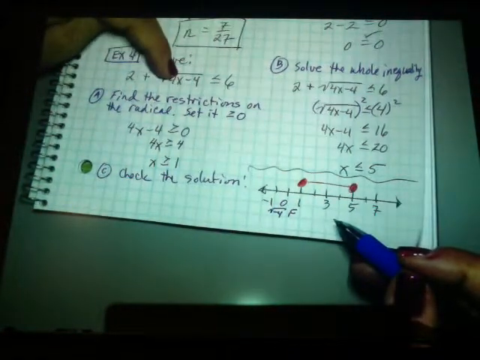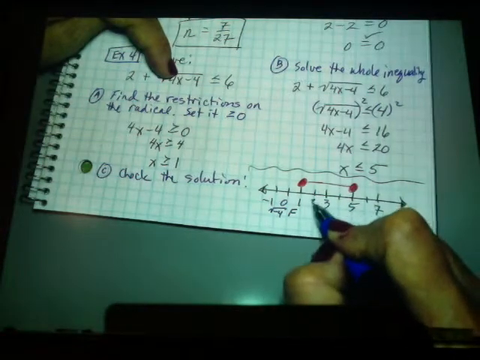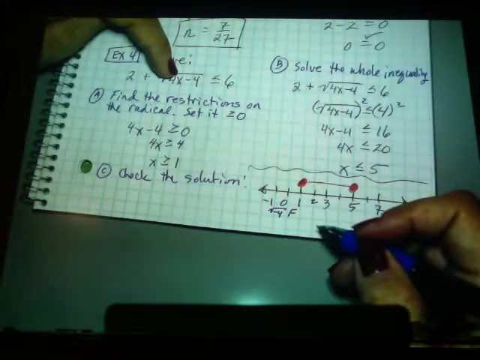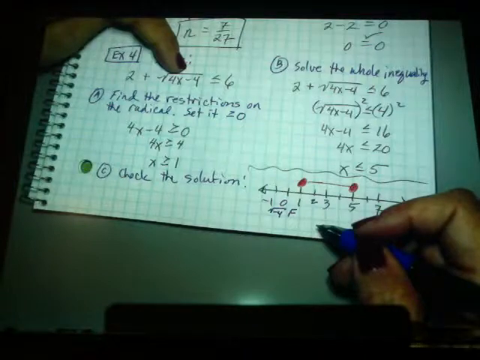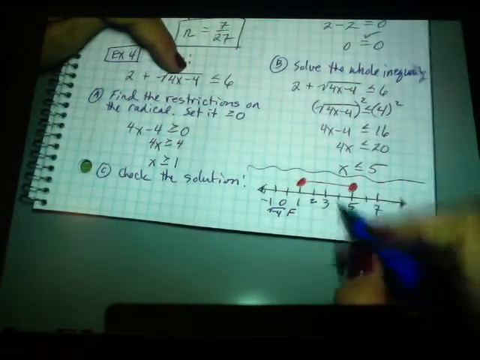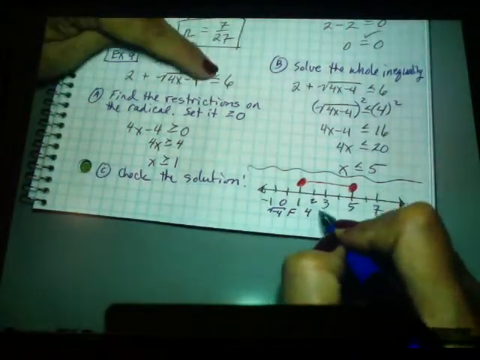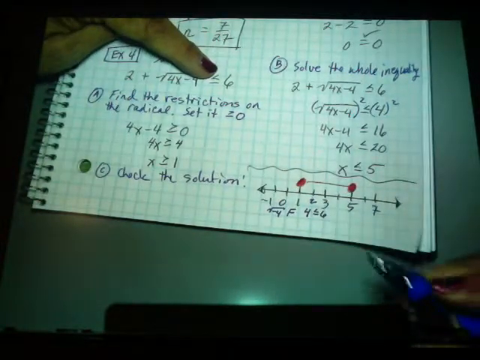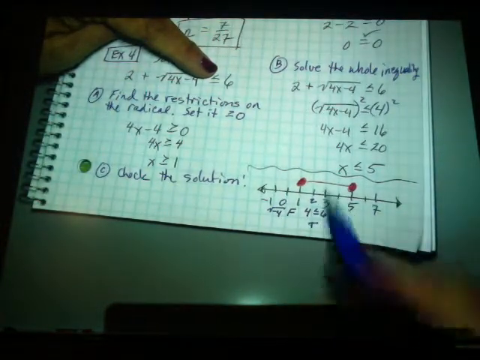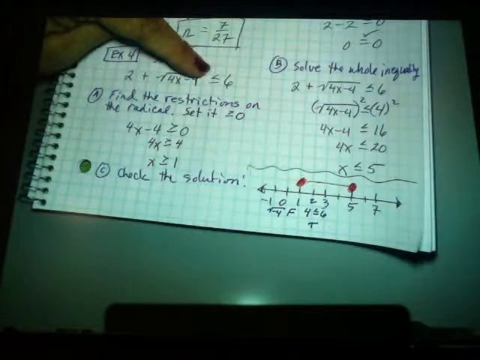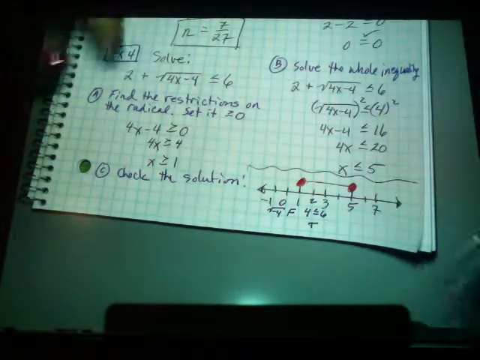So if we check 2, what's 2 times 4? 8. What's 8 minus 4? 4. What's the square root of 4? 2. What's 2 plus 2? 4. So I have 4 is less than or equal to 6. Is that true or false? True. So it makes sense that the line is there. So I'm going to adjust my check to make it easier on myself.